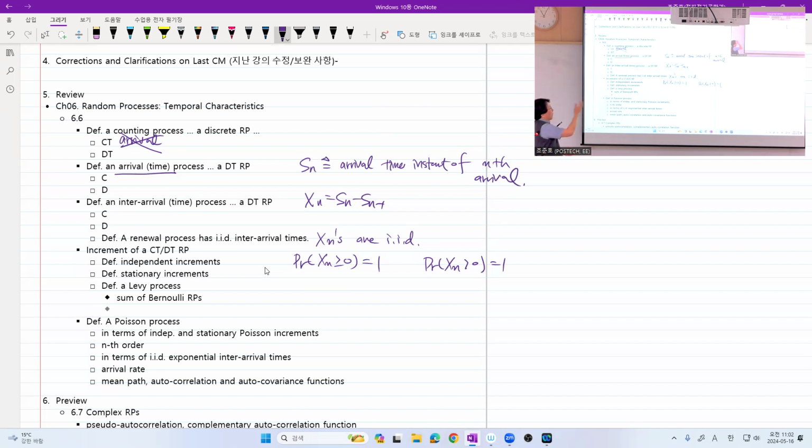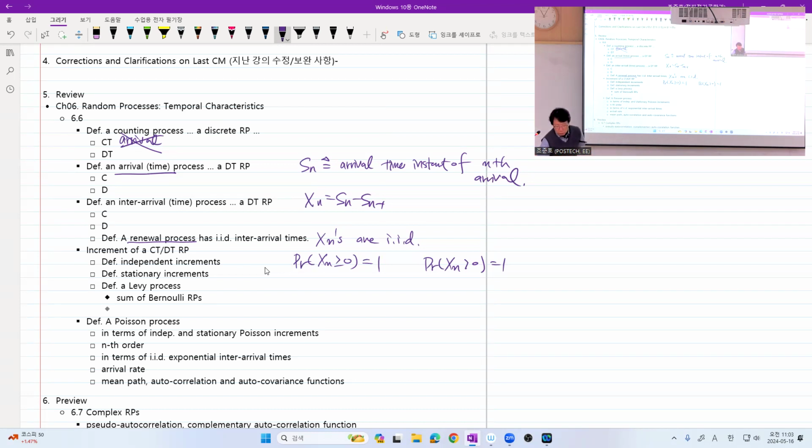And if they are IID, then what do we say? This process is a renewal process. The problem is that sometimes we call the original counting process a renewal process, even though the definition of a renewal process is based on the inter-arrival process derived from the counting process.